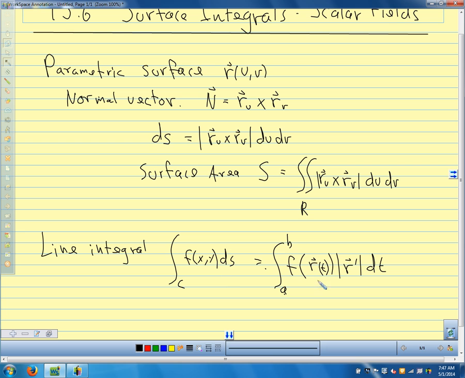We represent f in terms of our parameterization of the curve, and ds was the magnitude of r prime dt. And the idea was we took the function value at a particular point times the little piece of arc length, and we summed that over the entire curve. We're going to do a similar thing with surface integrals. We're going to sum the value of a function at a particular point on the surface, multiplied by this ds, the little piece of area on the surface, and we're going to sum that over the surface. Same exact idea. So rather than a line integral, we get what we call a surface integral.